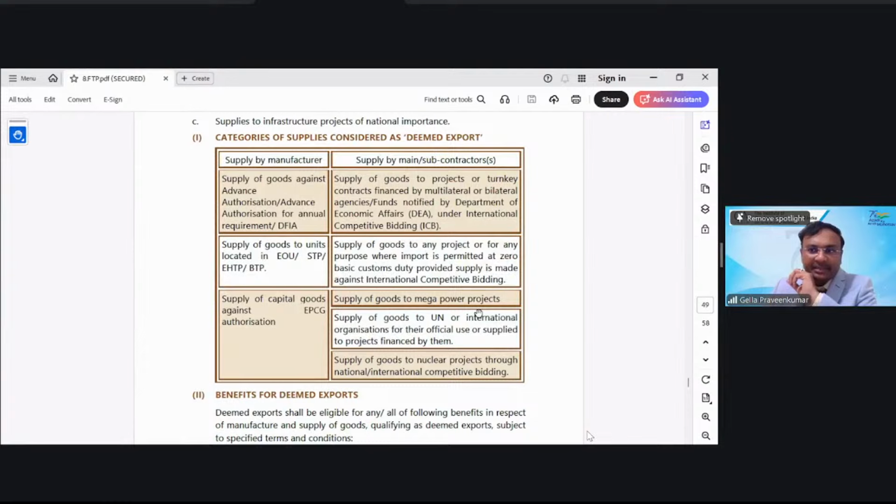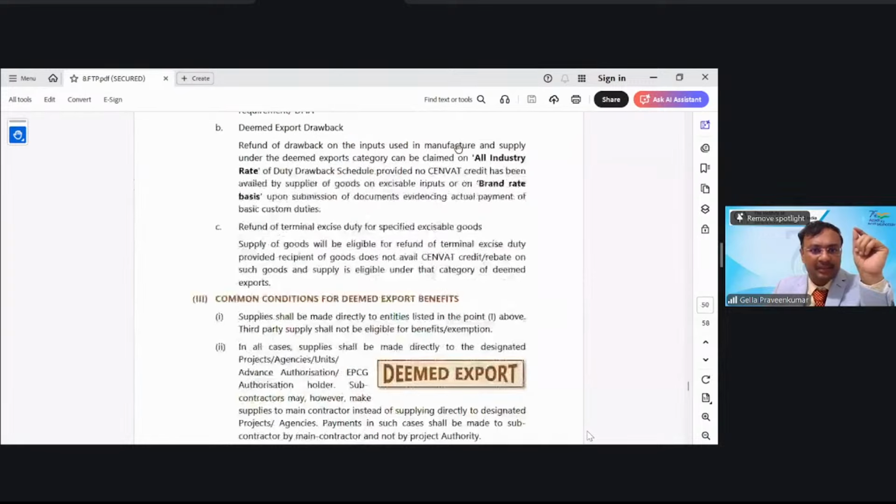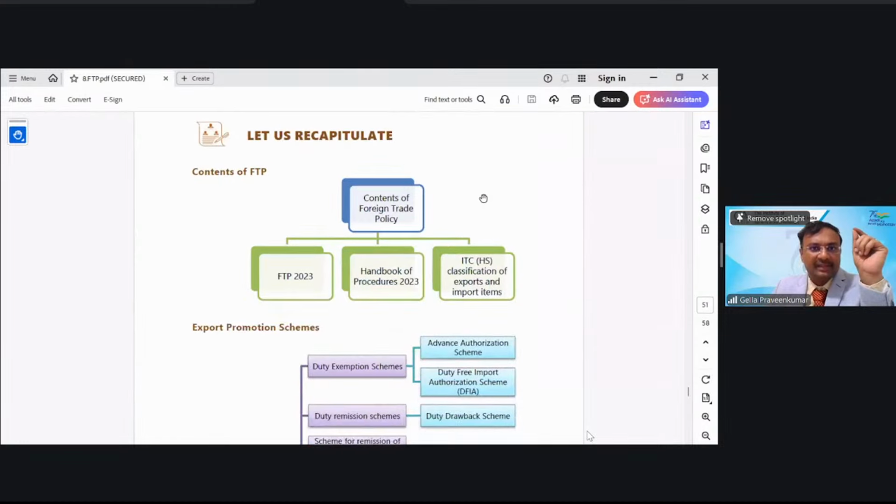Now, page number 49, categories of supply considered as a deemed export. If I supply to international, multilateral, bilateral agencies like UNESCO, UNO, etc., they also will be considered as deemed exports. International projects, like a mega power project or infrastructure for an international organization. This is one table where you can expect one MCQ from your deemed exports point of view. So with this, we come to the end of our foreign trade policy, which was there in your institute material.